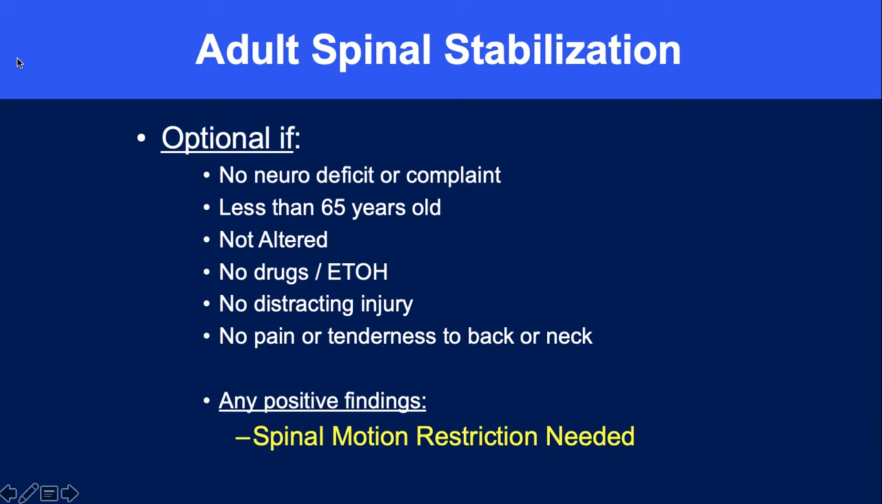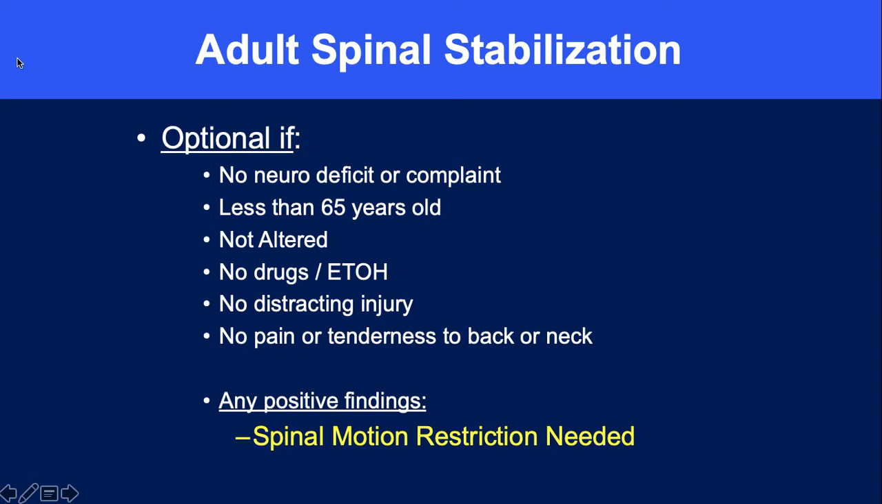What I mean by that is, if this gentleman has fallen off his bicycle and broken his forearm, the pain from his forearm is a distracting injury. He's so focused on that pain in his arm, he might not notice, when you palpate his spine, that he has neck pain or back pain. And when you do palpate this person's spine, there's no pain or tenderness to their back or their neck.